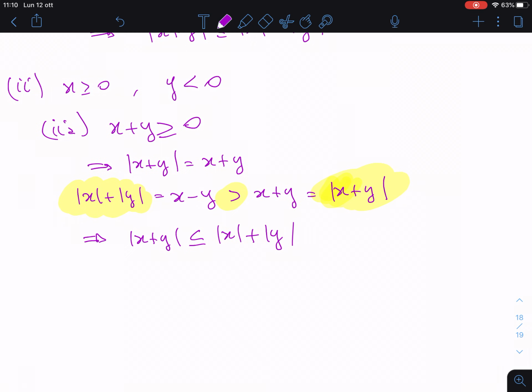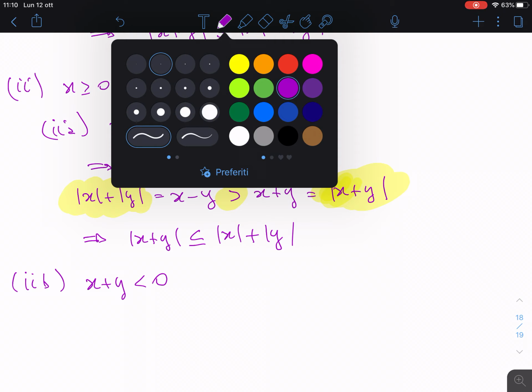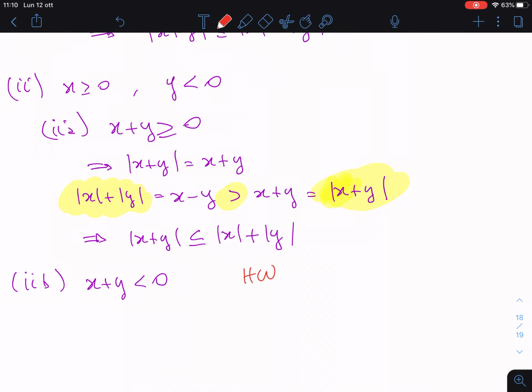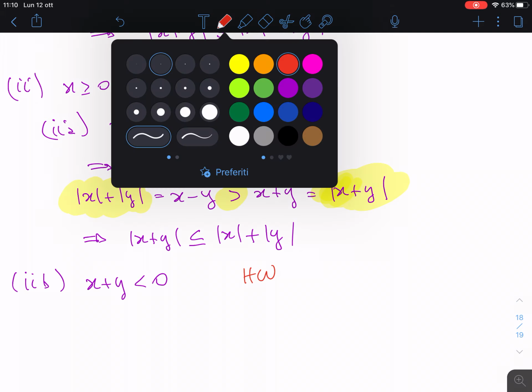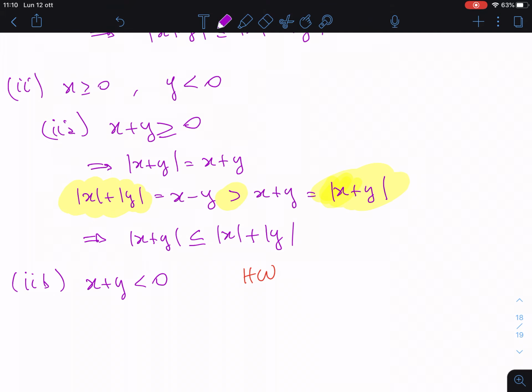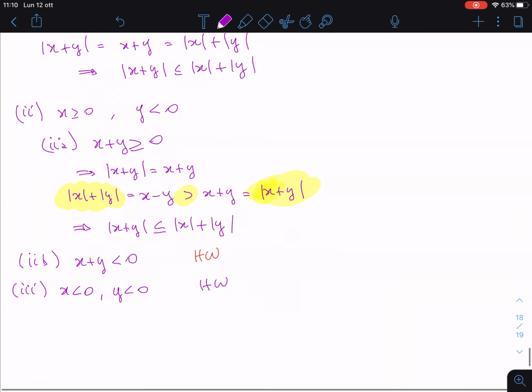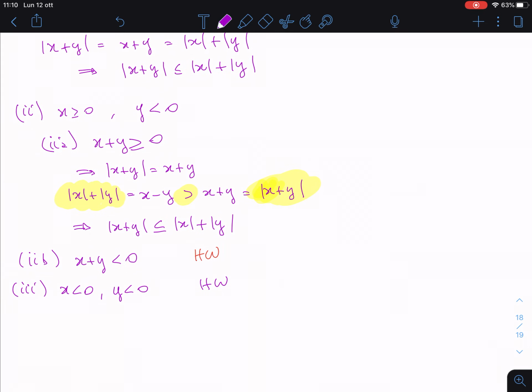So I leave you the other two possibilities. So 2b, you have x plus y less than 0. I leave it to you as a homework. And 3, the last case is both terms are negative. Homework. Okay? So try to do it. It is quite boring, but for you now it can be instructive.